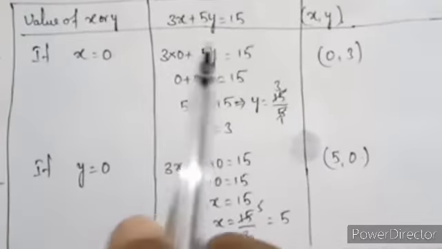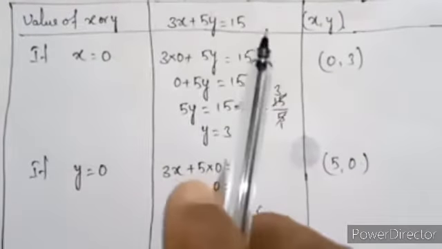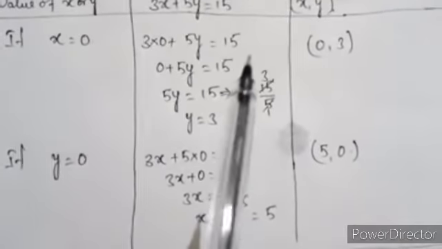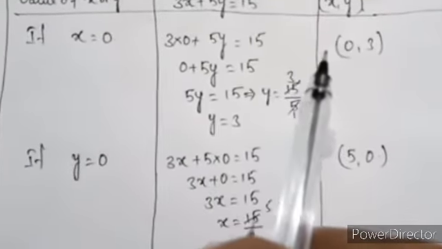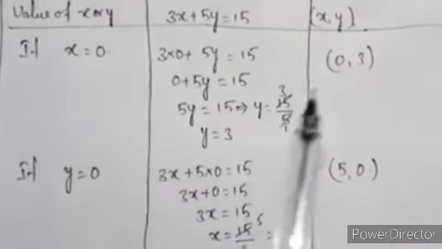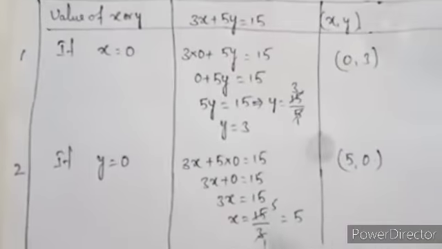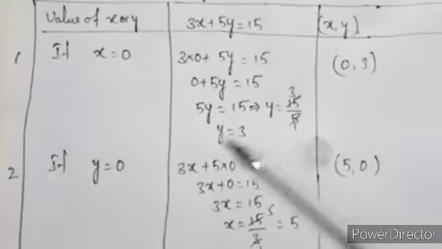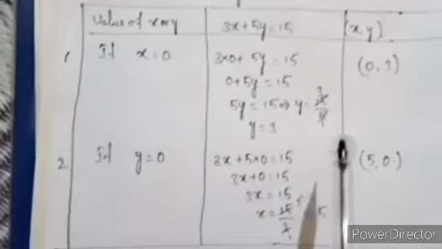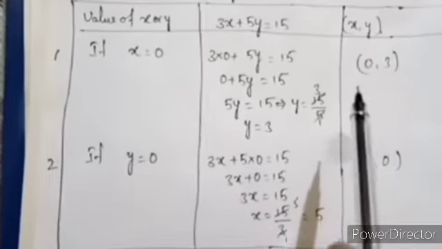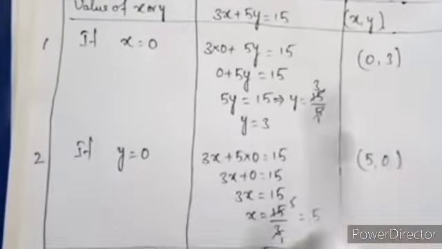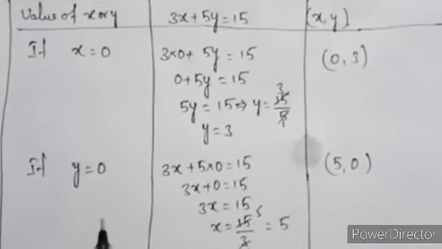If x is equals to 0, 3x plus 5y is equals to 15. So in place of x we have to substitute 0. 3 into 0 plus 5 into y is equals to 15. So 3 into 0 is 0, so 5y is equals to 15. Transposing the 5, y becomes 15 by 5. Five threes are 15, so y is equals to 3. When x is equals to 0, y is equals to 3. So the ordered pair is 0, 3.